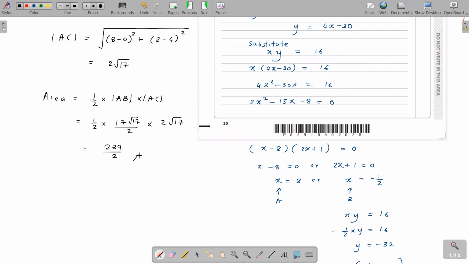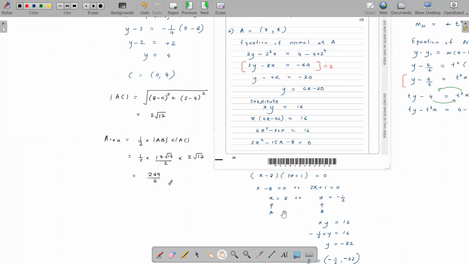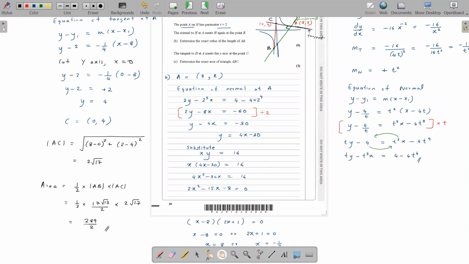289 over 2. So this is the exact area of 144.5. The exact area. Is this clear?